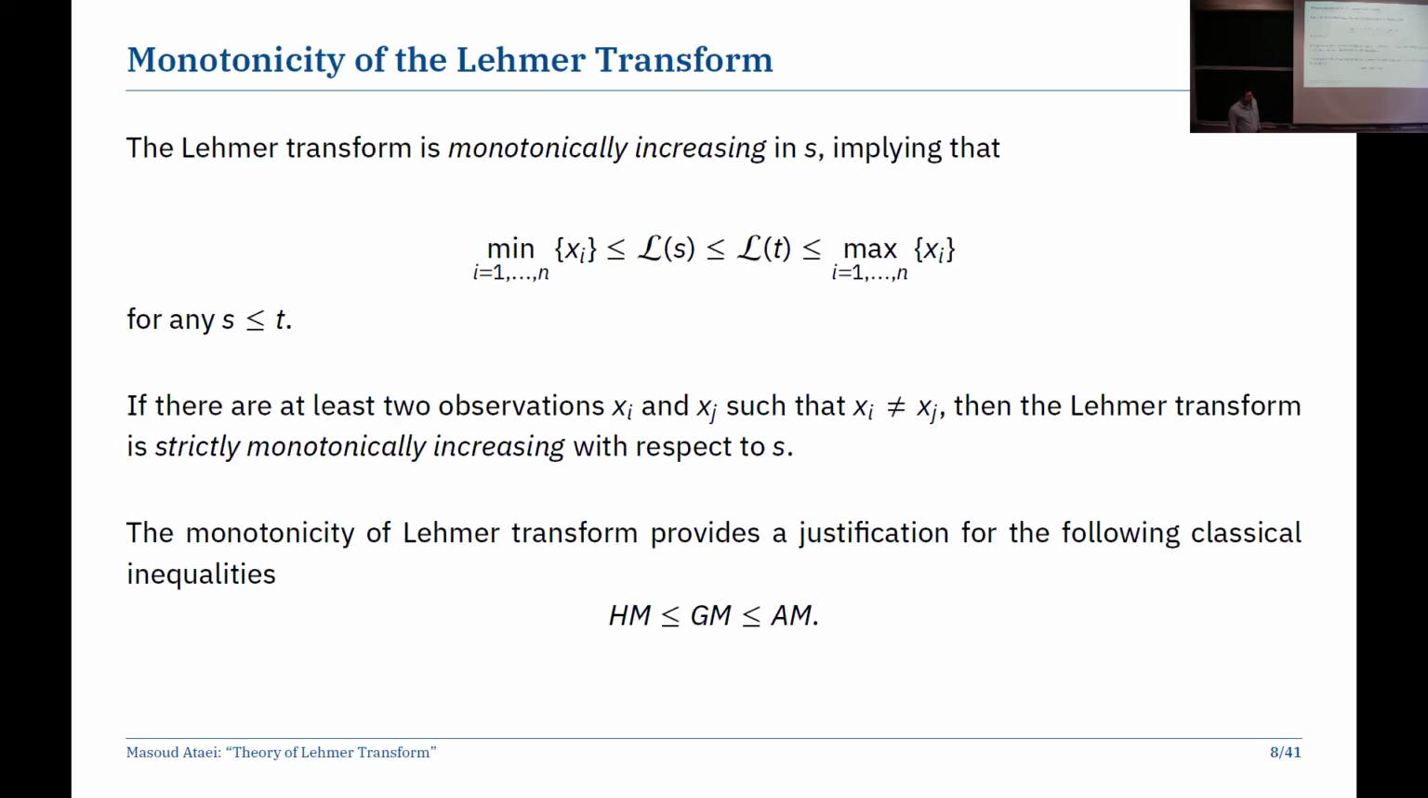So let me go through several properties of this transform. The Lehmer transform is an increasing function whose values always lie between the minimum and maximum of the sample. In case we have at least two distinct observations in the signal, then the Lehmer transform becomes strictly increasing. This provides an elegant justification for the classical inequalities between harmonic mean, geometric mean, and arithmetic mean.